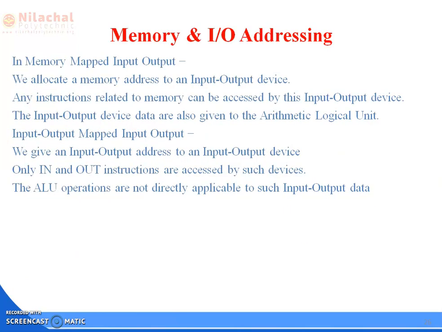Next is memory and IO addressing, that means memory and input-output addressing. In memory mapped input-output, we allocate a memory address to an input-output device. Any instruction related to memory can be used to access this input-output device. The input-output device data are also given to the arithmetic logic unit, that is the ALU. So this is memory mapped input-output.